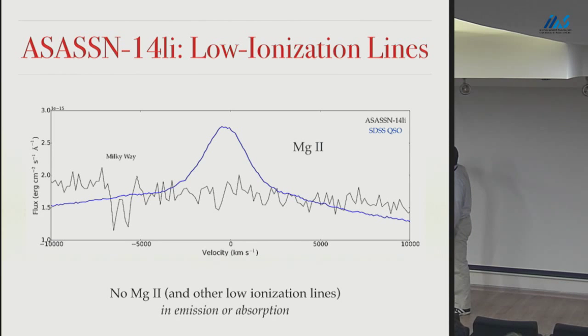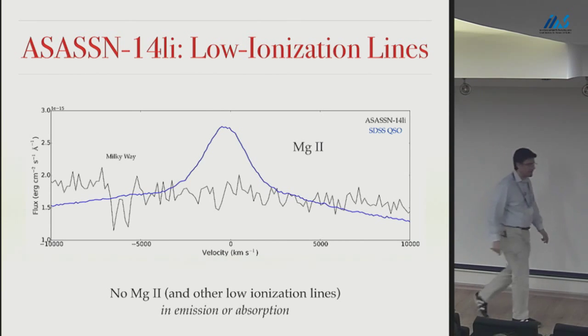You see this absorption right here at minus 6,000. This is just absorption from magnesium-2 in the Milky Way. It's essentially redshift of 0. There's no absorption or emission from any low ionization features in ASASSN-14li. And that will actually be a trend as we see that in some of the other objects.